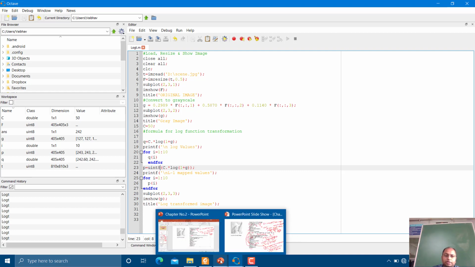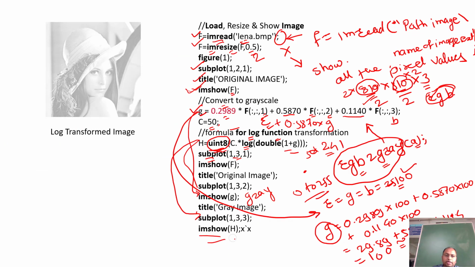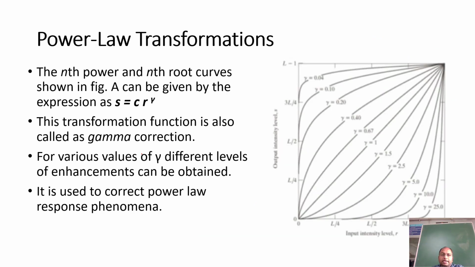Let us focus over here again. So this completes the log transformation. I hope you understood the log transformation. Let's go to the next slide. Then we are going to discuss the power law transformation. The power law transformation is defined with this function, where S is the output, C is a constant, R is the input pixel value, and gamma is the power it is raised to.